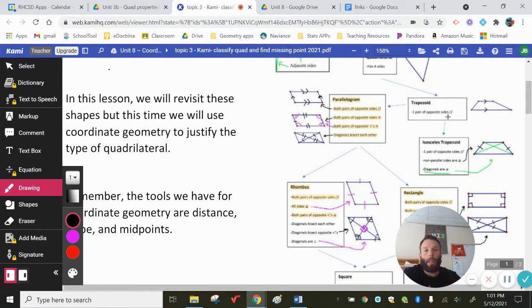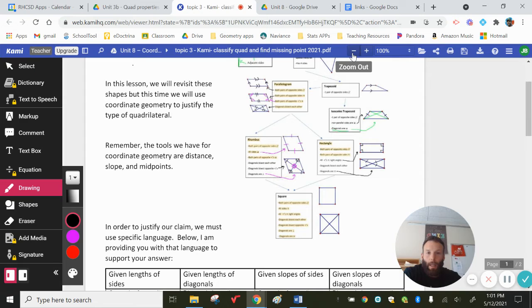Or if I was looking at this parallelogram property that says both pairs of opposite sides are congruent. If sides are congruent, that means they have the same length. So if I wanted to prove that both pairs of opposite sides are congruent, I would find the length of all four sides of my parallelogram and show that the two longer sides are equal and the two shorter sides are equal in length. So that's me using distance so that I can prove these properties of quadrilaterals.